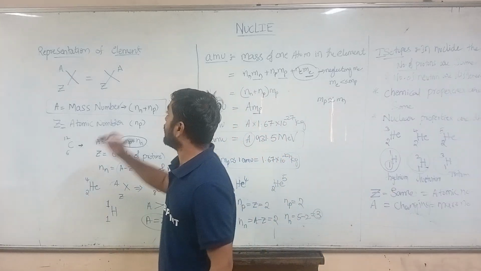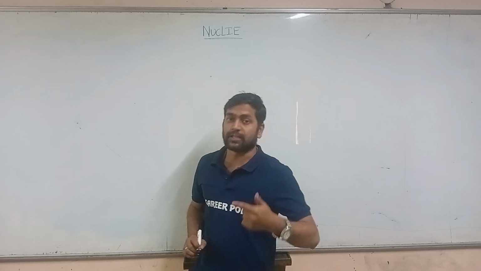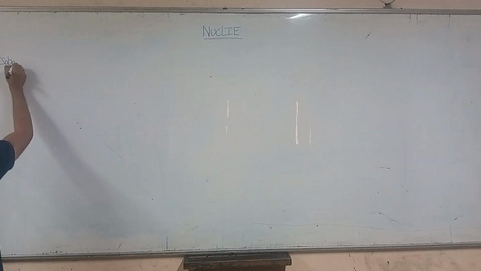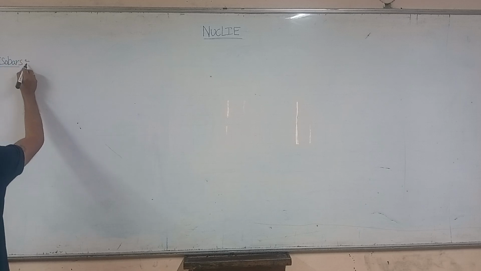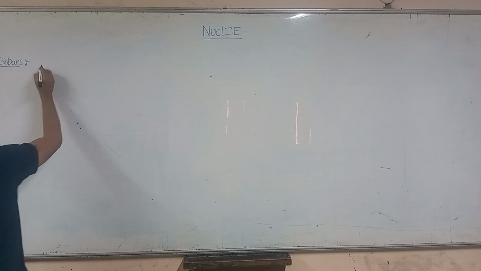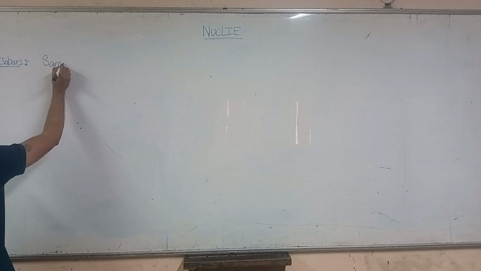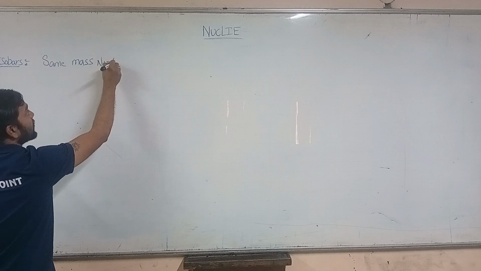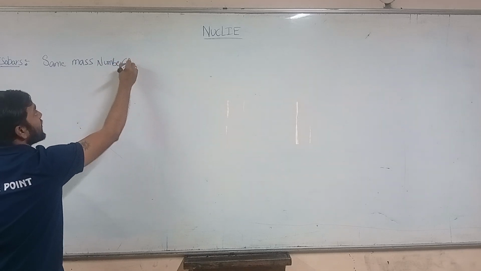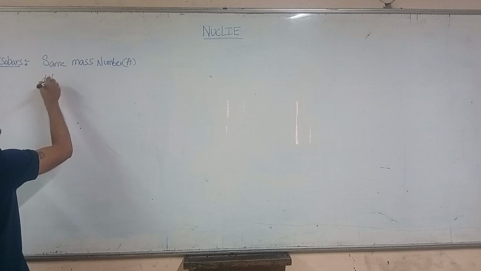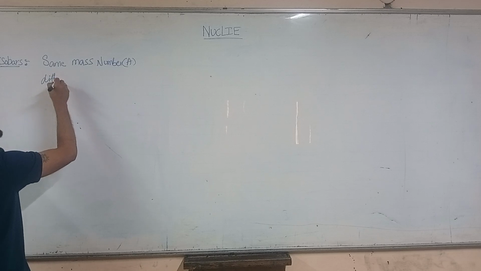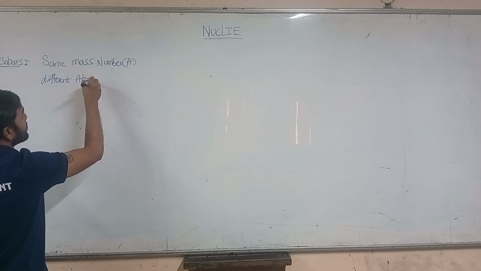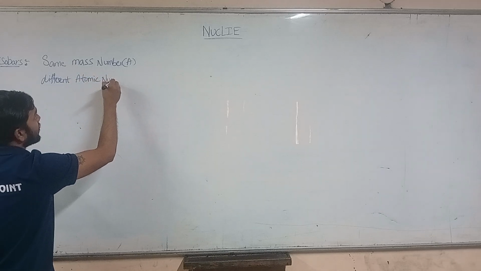Now we'll see isobars. So in isobars we are going to have the same mass number. The mass number is denoted by A, and a different atomic number.